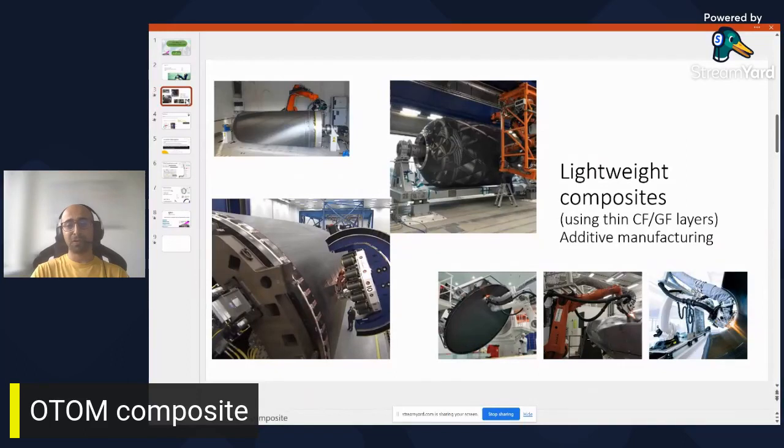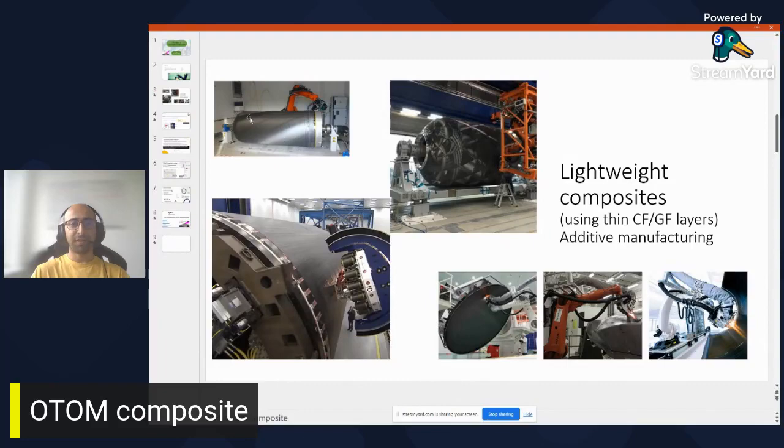So basically, for manufacturing a product like a fuselage for an airplane or pressure vessels, you use some sort of lightweight composites, and it is a sort of additive manufacturing process. So you put the fiber reinforced layers on top of each other and make shapes like this. These are pictures from different industries and companies.